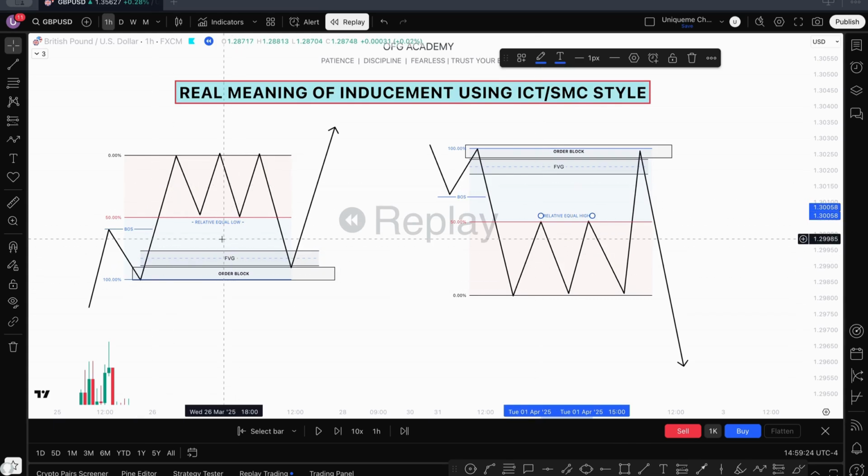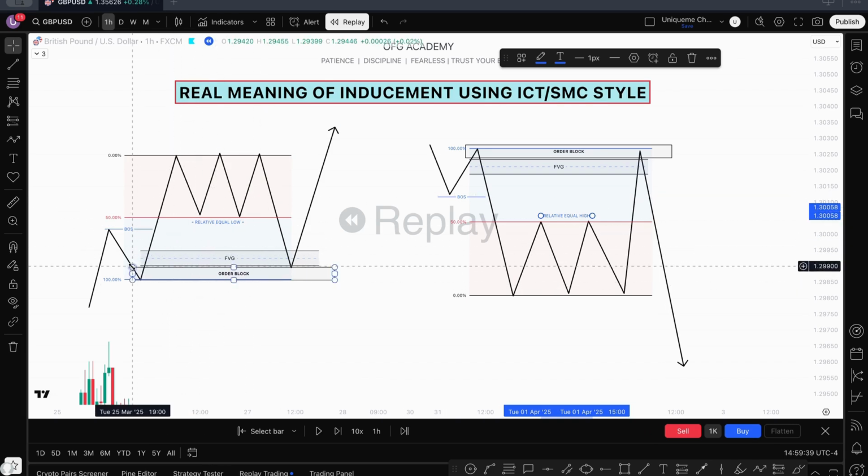Now, normally, when you take your Fibonacci from the low to the high, our Fibonacci is here to help us buy price low, and sell price high based on the direction of our Fibonacci. We sell high, we buy low.